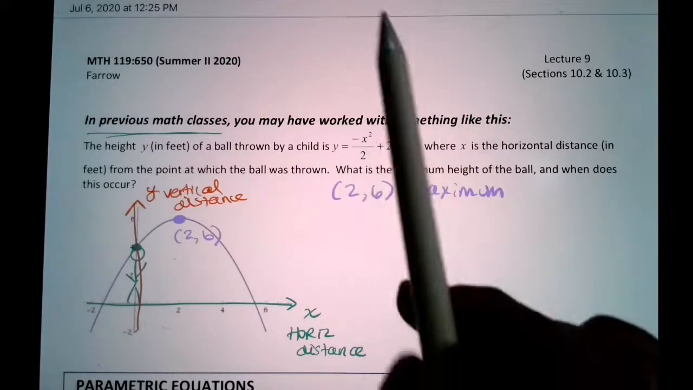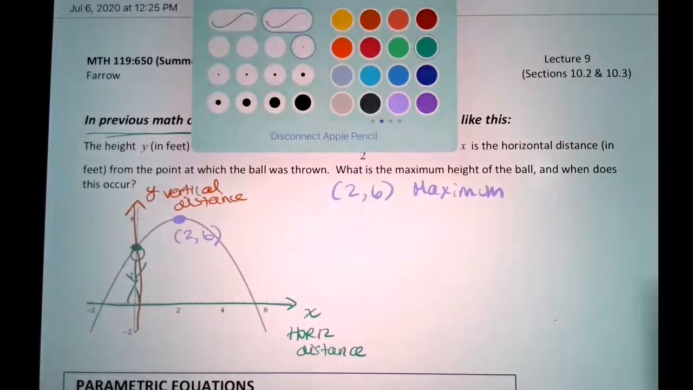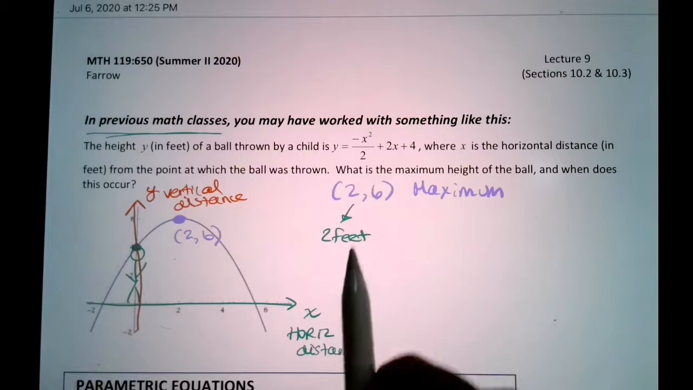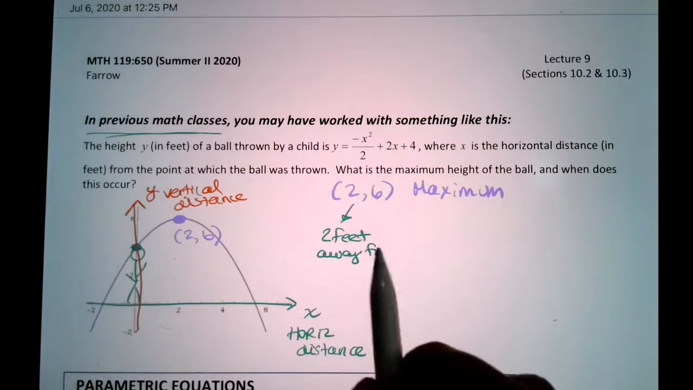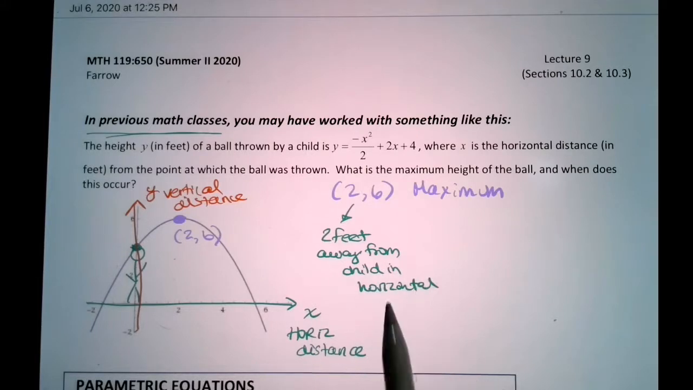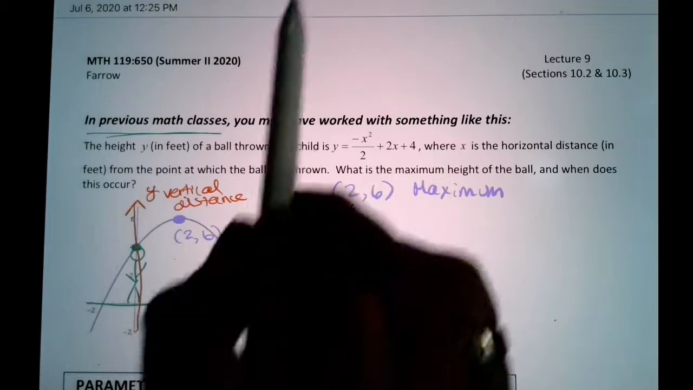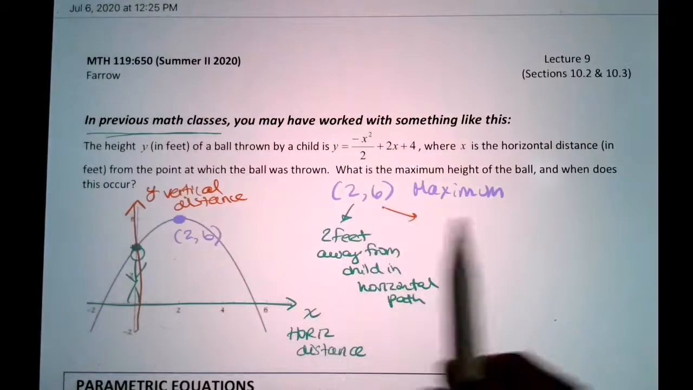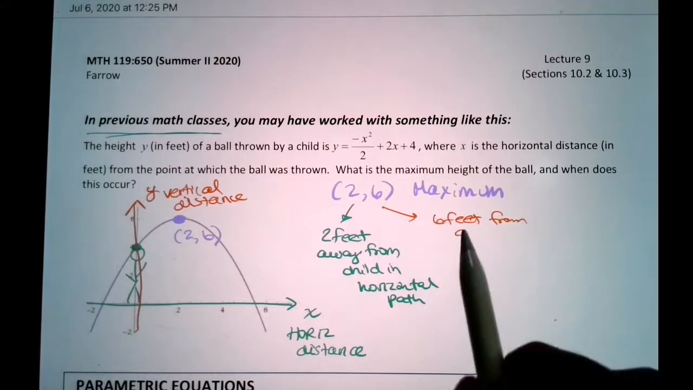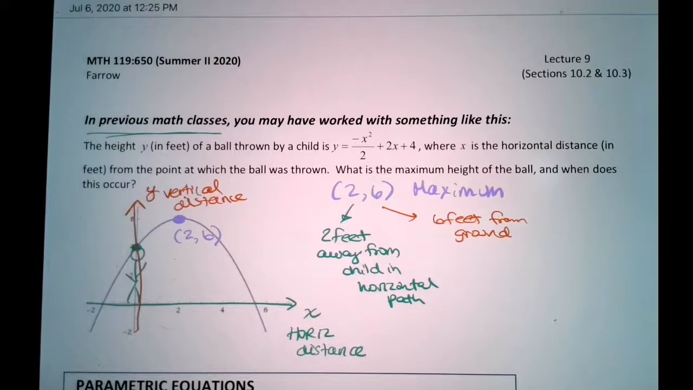It tells me that the maximum occurs when the ball is 2 feet away from the child in the horizontal path. And then the 6 is what's telling me that maximum occurs when the ball is 6 feet from the ground. So that's the maximum of the ball. It occurs when the ball is 2 feet away from the child in the horizontal distance, and it's 6 feet above the ground in the vertical distance.